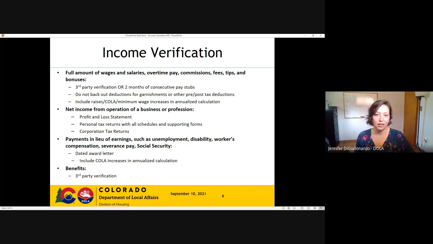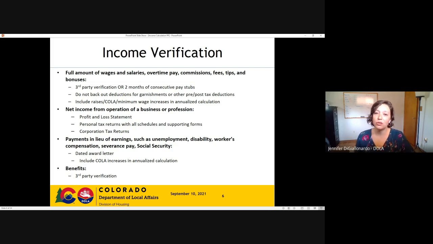If the household or the head, whoever's income you're considering, is self-employed, you want to consider the net income from the operation of the business or profession. What does that look like from an income verification standpoint? You would look at a profit and loss statement, personal tax returns with all schedules and those supporting documents. Last thing I would recommend is getting a corporation tax return, just so you can really see and verify what the numbers are from the net income.